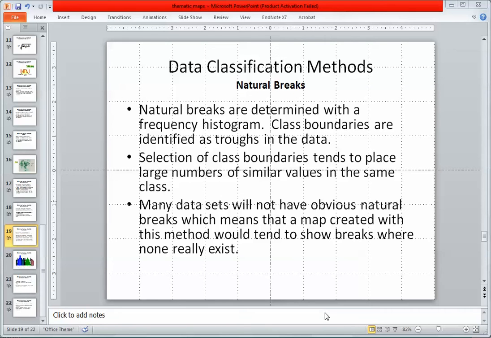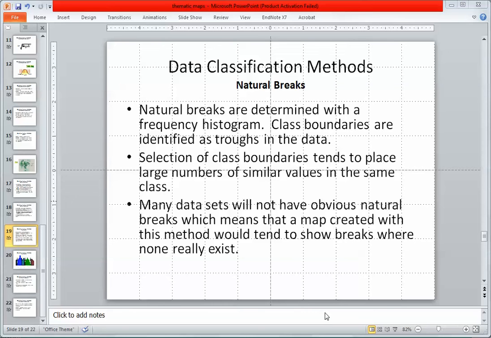Okay, so we're going to now talk about the concept of natural breaks as a classification method. And the easiest way to describe natural breaks, intuitively, is a system where we look for actual troughs in the histogram of the data. And in those troughs, we're going to put our breaks. That is, to look where the natural divisions in the data are.